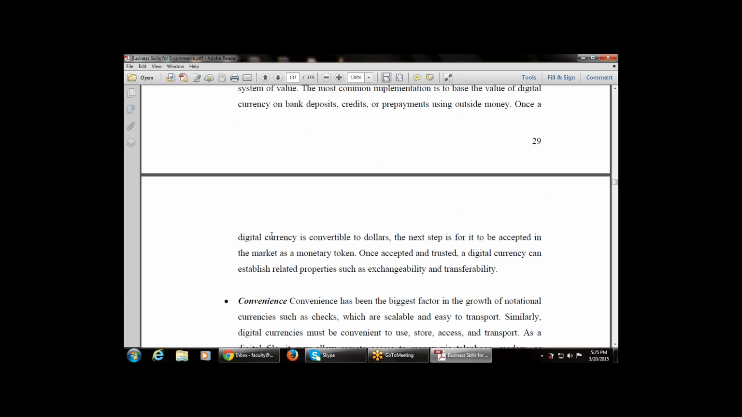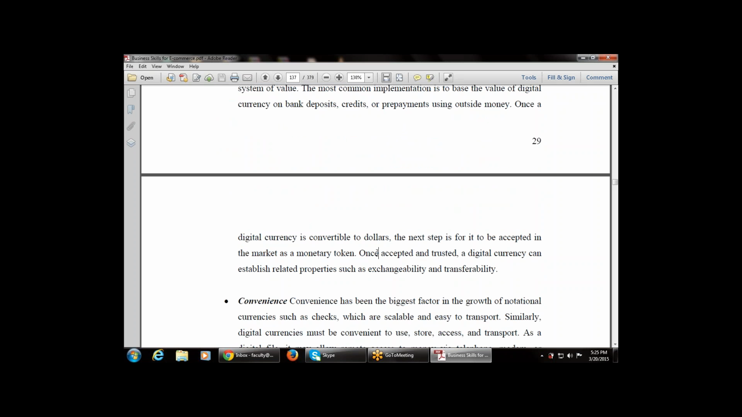Once a digital currency is convertible into dollars, the next step is for it to be accepted in the market as a monetary token. So the first step is that it must be converted into dollars. Once it is converted into dollars, the next step is to be accepted in the market as a monetary token. Once accepted and trusted, a digital currency can establish related properties such as exchangeability and transferability.